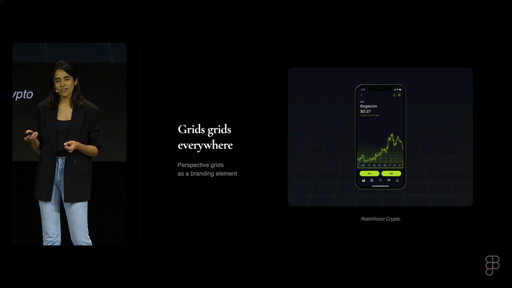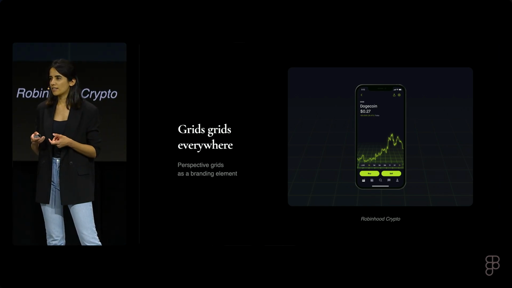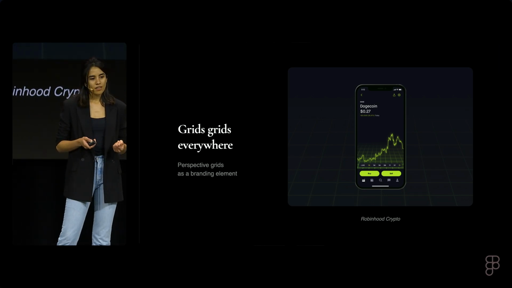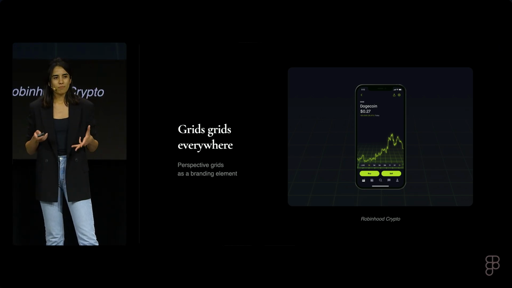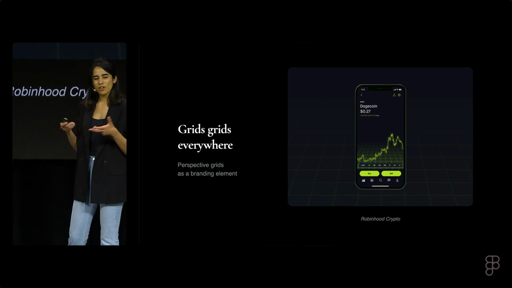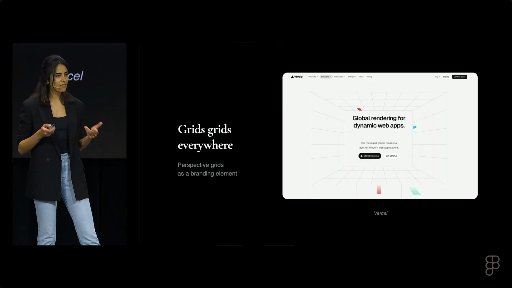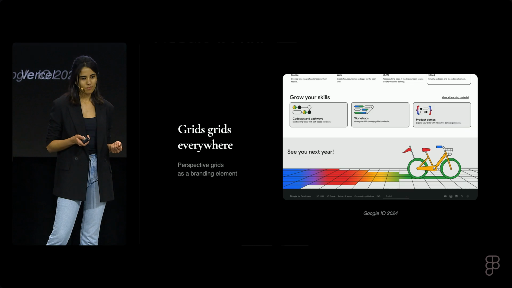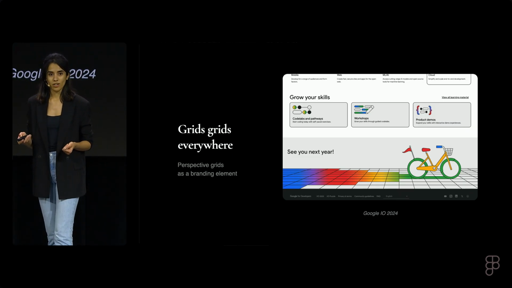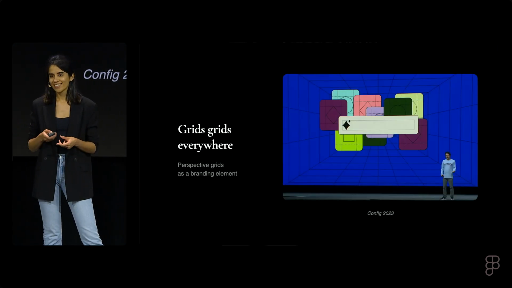Starting with the Perspective Grid Generator, the inspiration for this plugin came from noticing how so many brands and products were using perspective grids as a part of their visual identity. Here's Robinhood using a neon perspective grid in the background for some of their crypto product pages to create a retro-futuristic vibe. Vercel also uses grid as a very foundational part of its visual identity. This year's Google I/O also made extensive use of perspective grids in its event branding. And so did last year's Config.